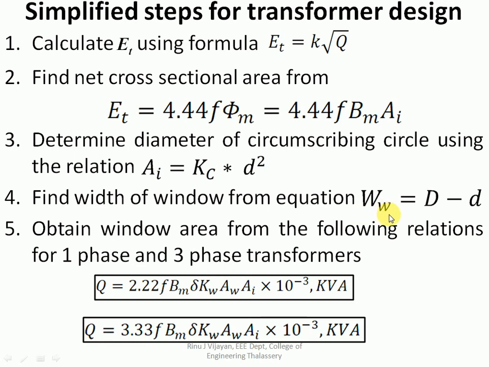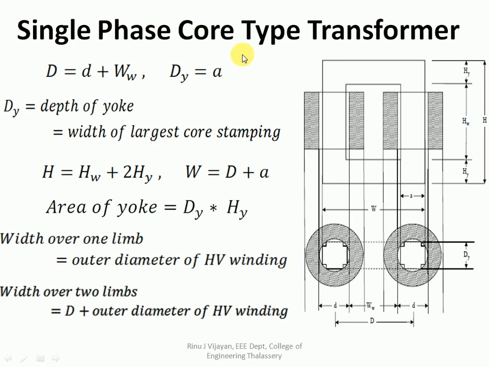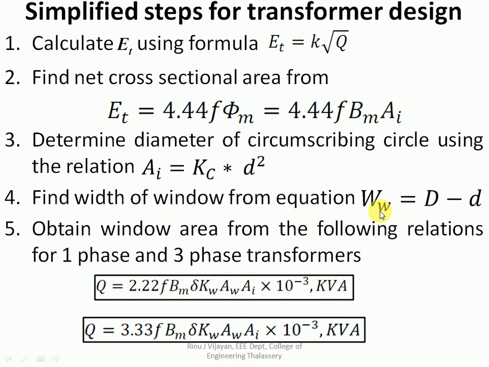In the next step you are asked to find the width of window. The width of window can be easily calculated from capital D and small d. See, this is the diagram of single phase core type transformer. In this problem you must draw this diagram and write down these relations. It's clear from this relation that WW, that is width of window, can be found by subtracting small d from capital D. So in the next step we will be finding the value of width of window.